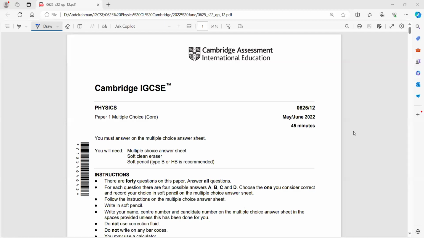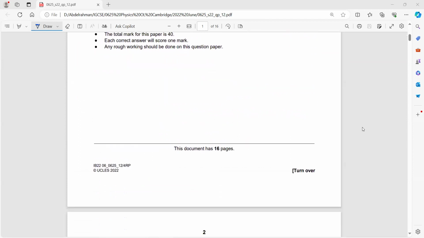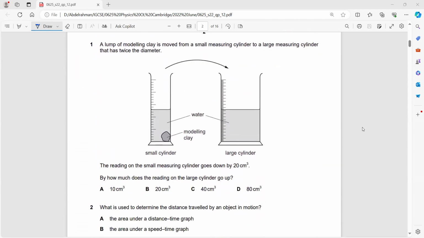Okay, May/June 2022, paper 1, variant 2. Question 1. A lump of modeling clay is moved from a small measuring cylinder to a large measuring cylinder. The reading on the small measuring cylinder goes down by 20 centimeters cubed. How much does the reading on the large cylinder go up?